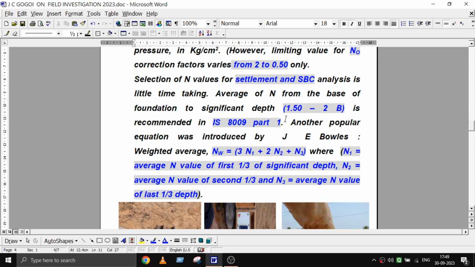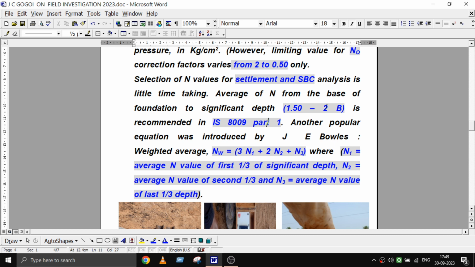lengthy method. It suggests that all the values should be plotted, and values for every 75 centimeter interval should be recorded up to a depth of 1B, 1.5B or 2B. They are not confirmed; it should be 1.5B or 2B. Actually, 2B is Boussinesq stress distribution theory and 1.5B is Westergaard stress distribution theory.